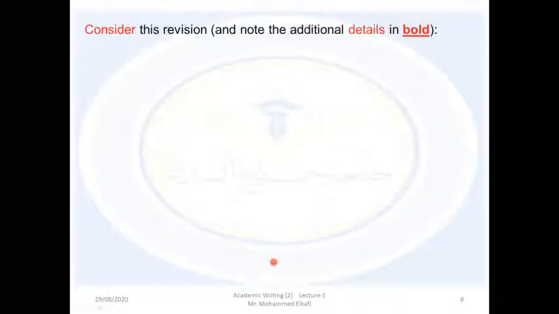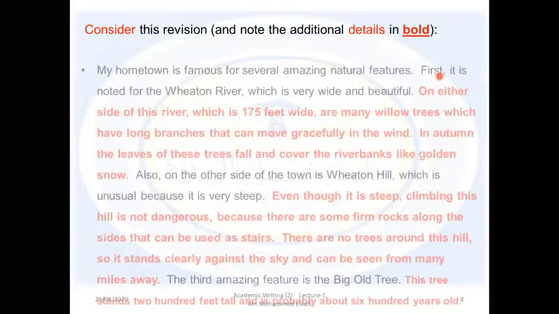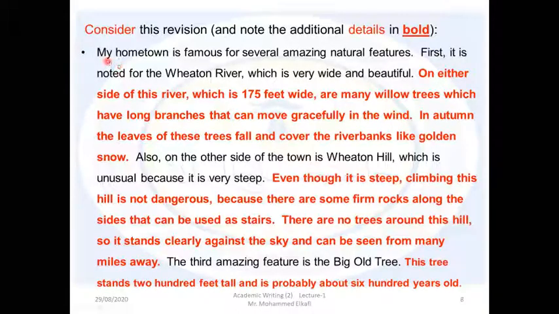So here let's consider the revision and the details in bold in the paragraph below. Here, this is the topic sentence: "My hometown is famous for several amazing natural features. First, it is noted for the Wetton River, which is very wide and beautiful." The new point tells about why it is beautiful and how wide it is.